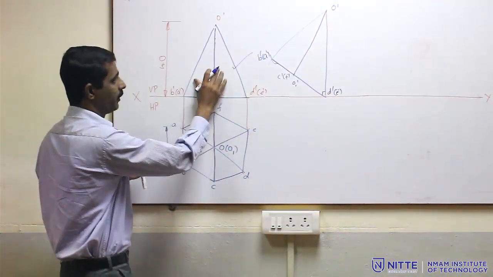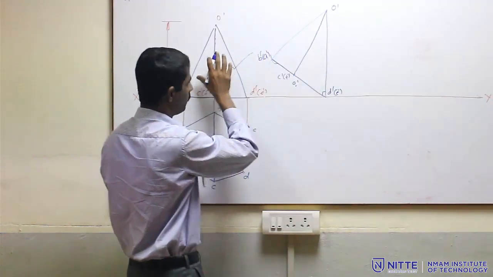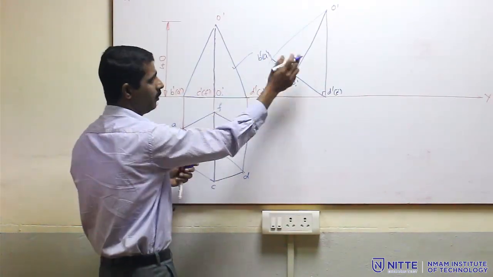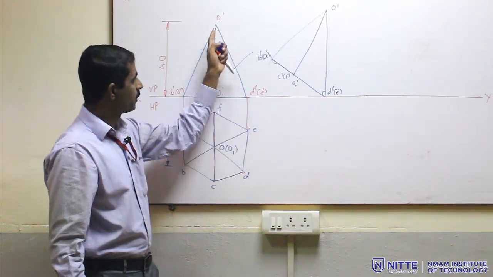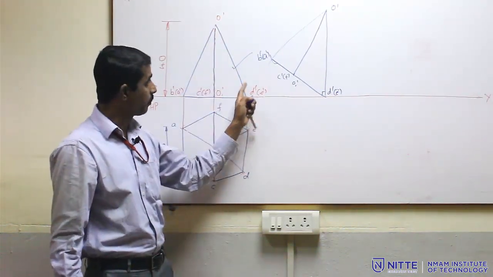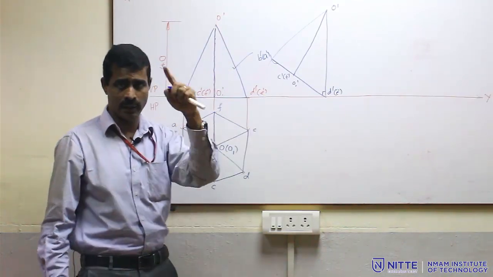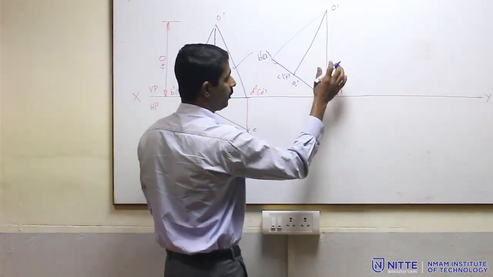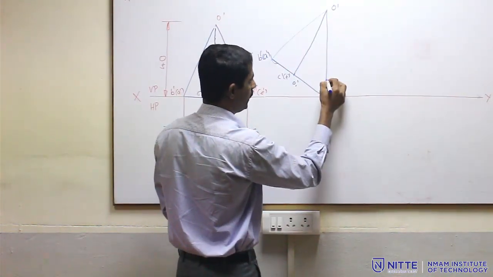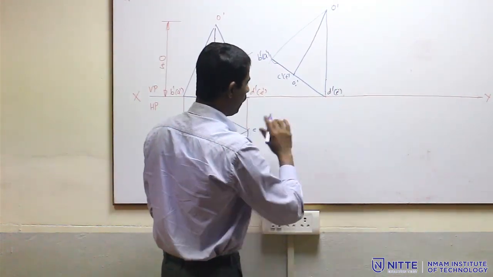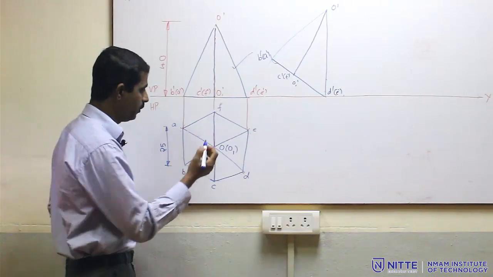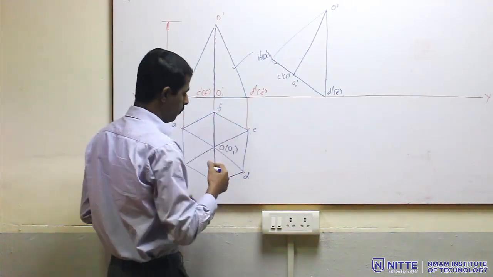So, this particular view is redrawn here, the same view. These two views are identically the same, and this particular edge which is representing ODE, the triangular face, is perpendicular to HP. So, this is perpendicular to HP, 90 degrees to HP. Now, let me obtain the top view as we discussed in the previous problem.